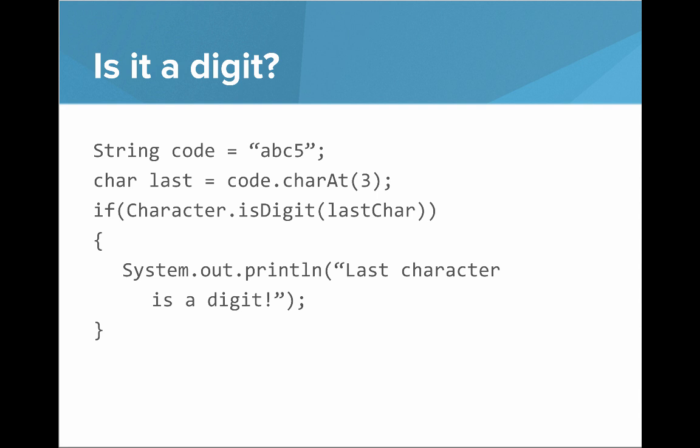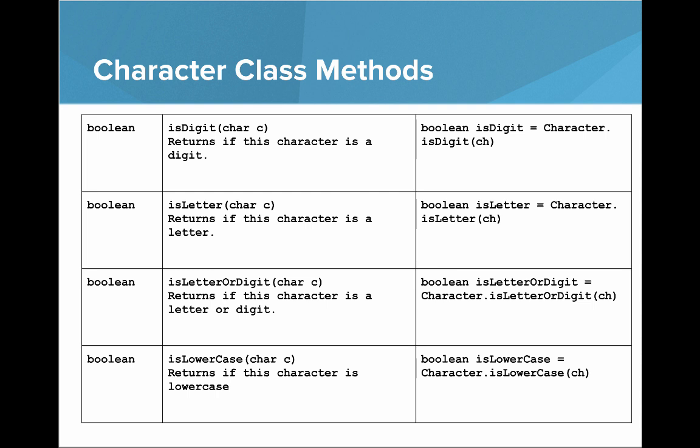So let's say we want to find out if something is a digit and we have this string code here. We can get the last character and then we can ask a question like if Character.isDigit(lastChar). The idea here is that these are methods on the Character class. So what are the methods that we have? Just like our table from strings, we can ask, is a character a digit? Is a character a letter? Is it a letter or a digit?